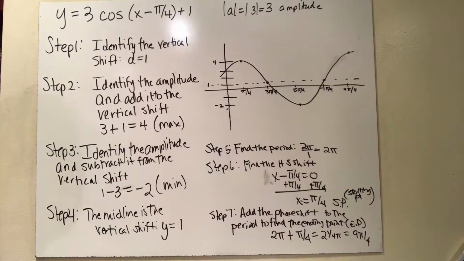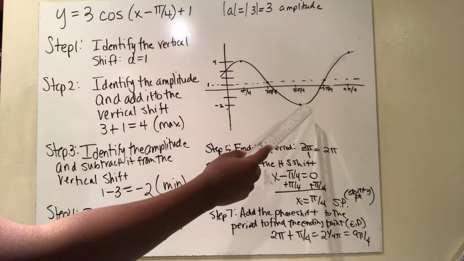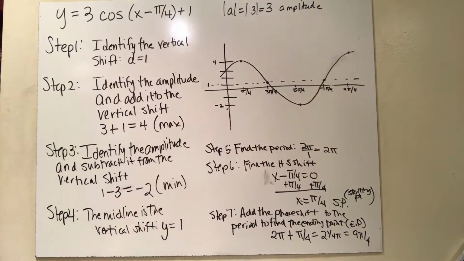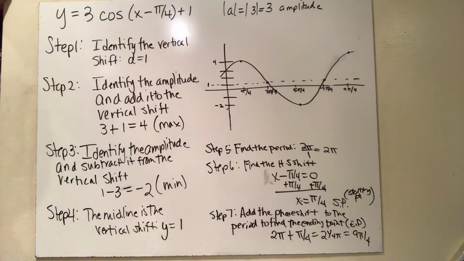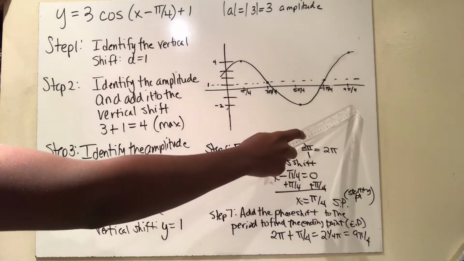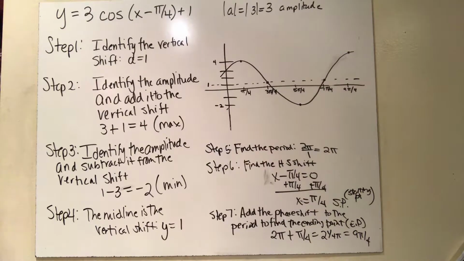All right, so the halfway point between pi over 4 and 9 pi over 4 is going to be 5 pi over 4. All right, the halfway point between pi over 4 and 5 pi over 4 is 3 pi over 4. And the halfway point between 5 pi over 4 and 9 pi over 4 is 7 pi over 4. So that's how we find our angles.